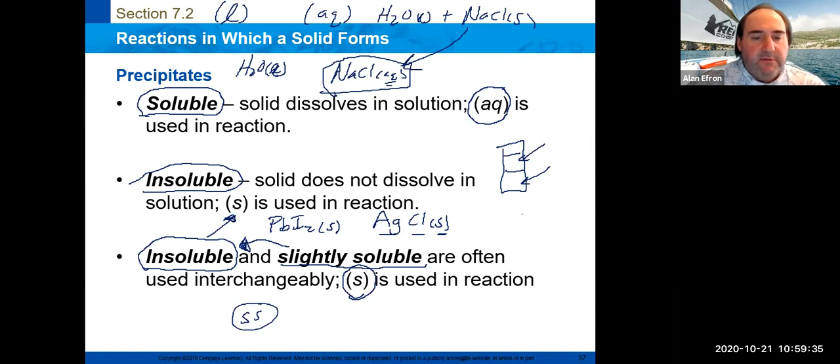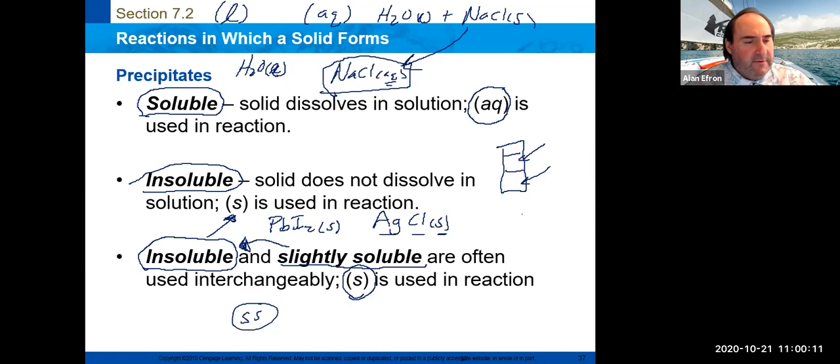I will tell you that the truth on this is, even though solubility rules may tell us that something is insoluble, it doesn't necessarily mean that 100% of the time that's the case. If you continue on to 1B, you'll learn that there are a lot of factors that affect solubility. Everything has some degree of solubility, so even things that are technically insoluble, there's a very small, minuscule amount that will actually dissolve.